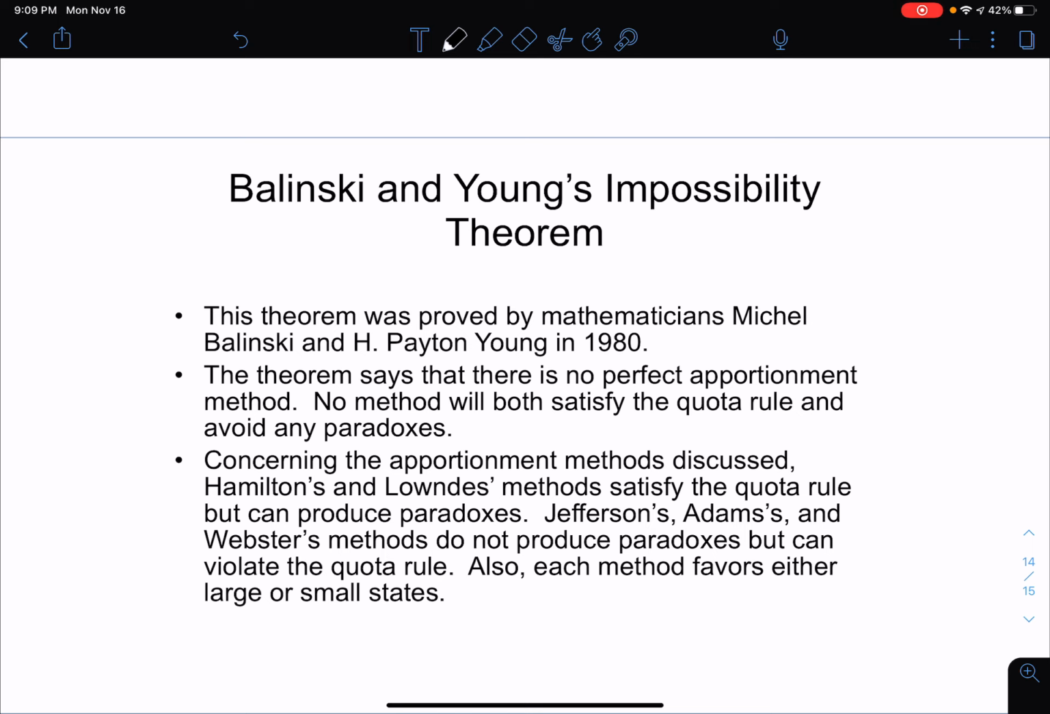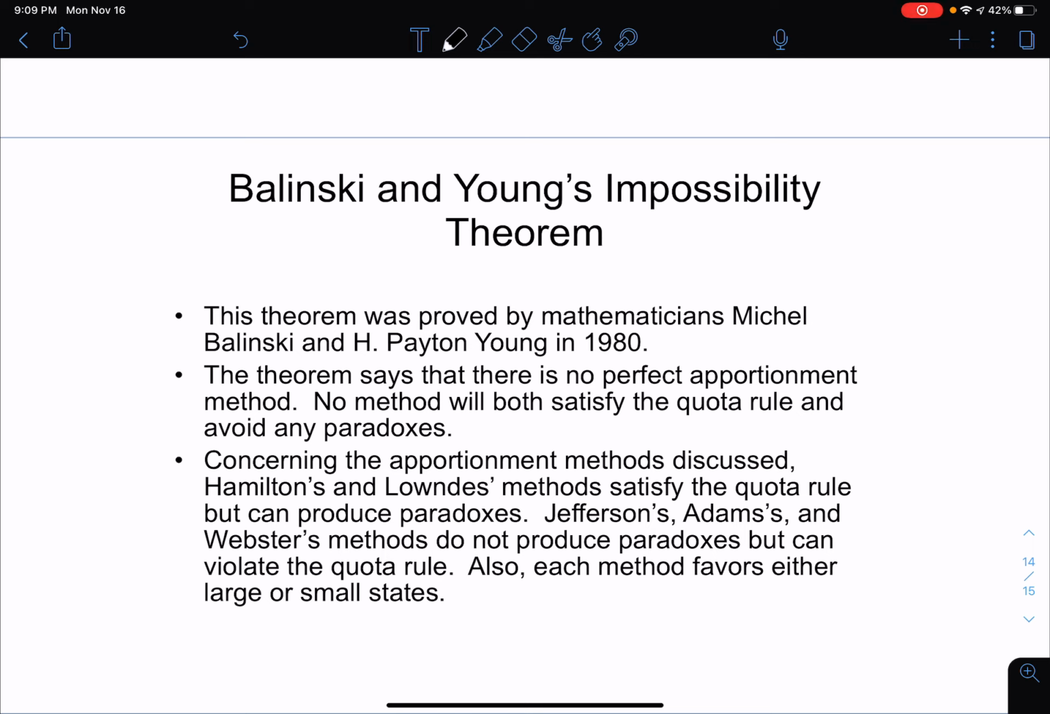Okay. So this theorem basically says there is no perfect apportionment method. No method will both satisfy the quota rule and avoid paradoxes. So like in our examples that we've learned about, Hamilton and Lowndes' method follow the quota rule. You're going to get either the standard lower quota or standard upper quota. But we just learned about these 3 paradoxes that could pop up in those 2 methods.